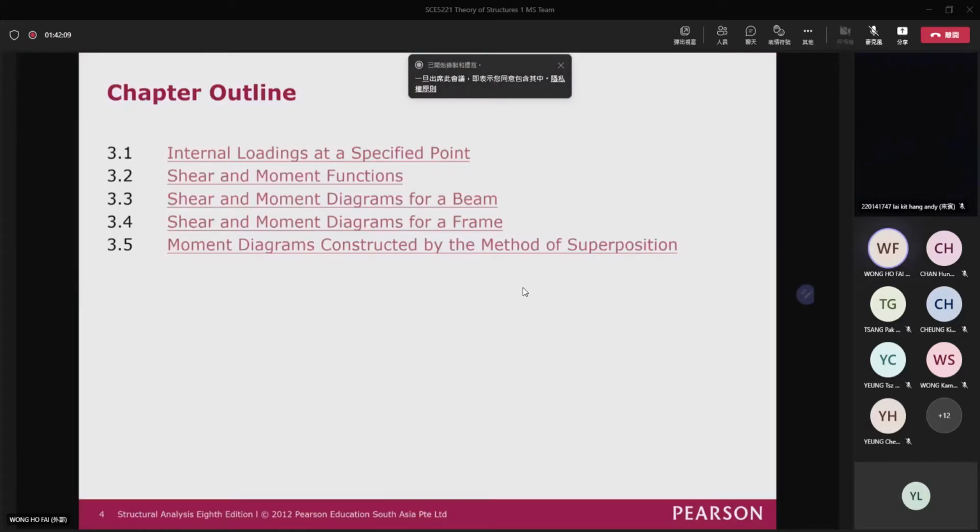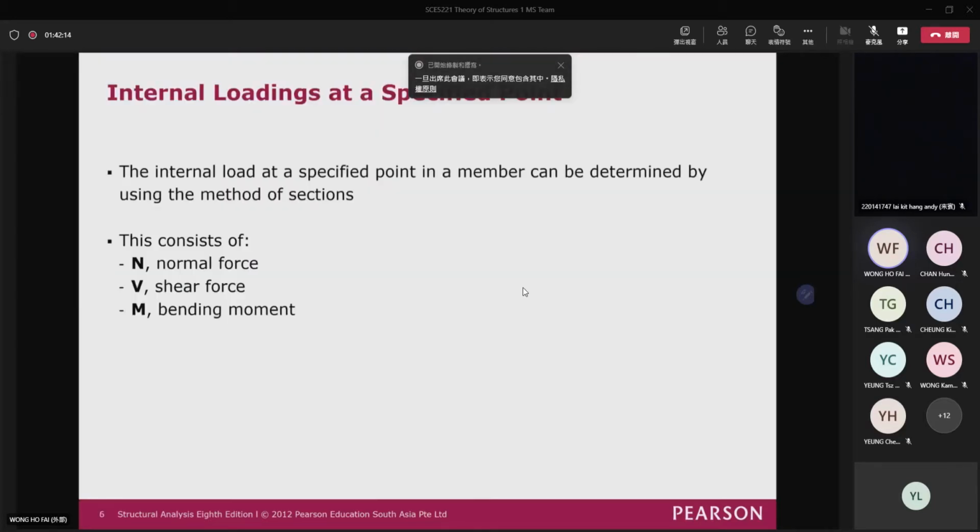So first of all, we will mention the internal loadings at a specified point. For internal loading or internal forces at a particular point of the member, we would consider a member section. If you want to find the internal forces at a particular location, usually we will cut through that particular section and then consider the equilibrium. And then we can find the so-called internal loading or internal forces.